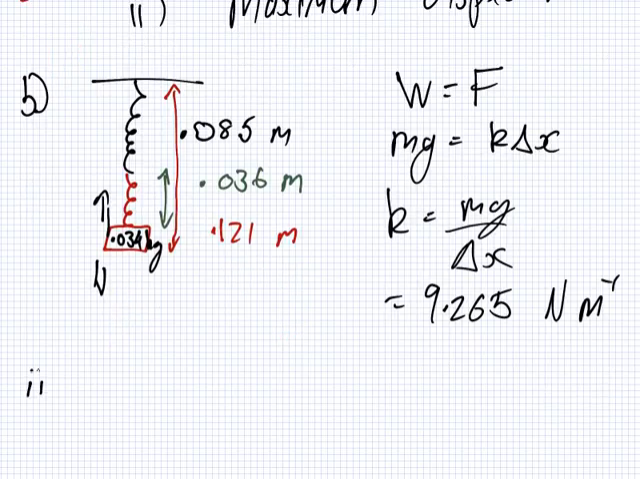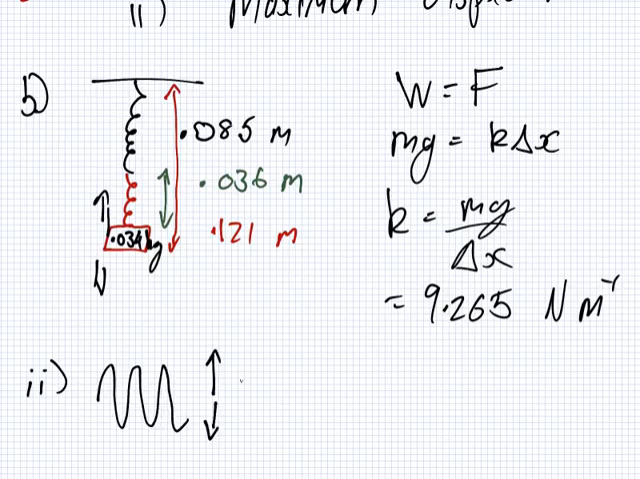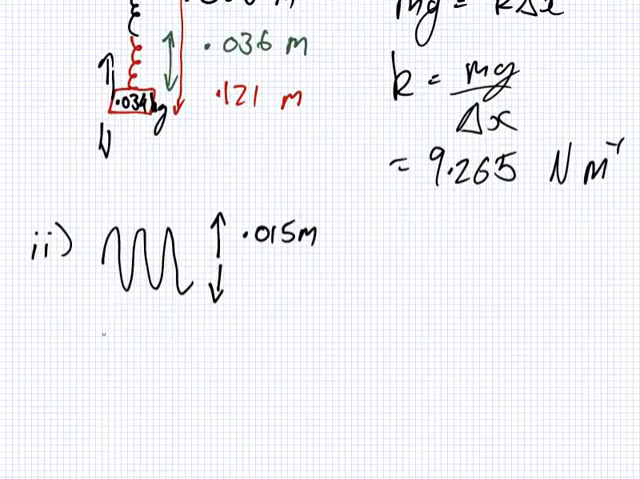Next part is, it's pulled down, so it starts to vibrate like this, and they give us the amplitude of 0.015 meters. What's the time period? Well, you know the formula. What is it? T equals 2 pi root.